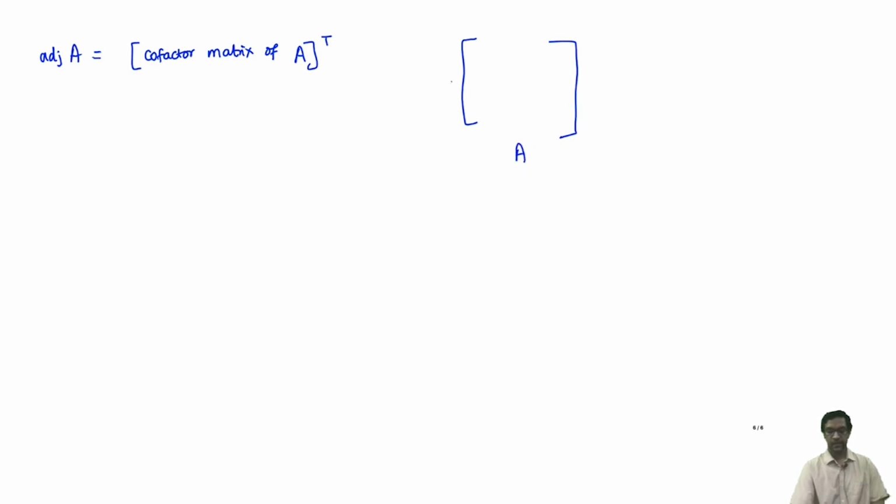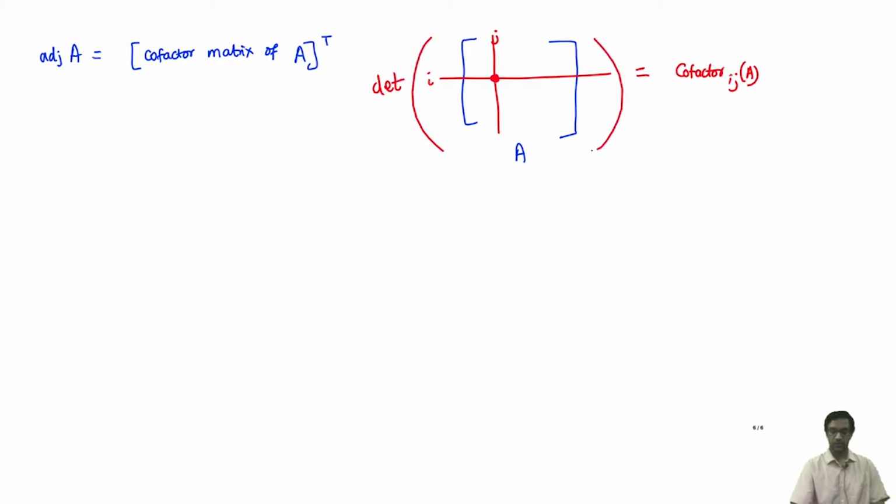What is the cofactor of an element? Suppose I have a matrix A, and what's the cofactor of the ijth element? I look at the ith row, jth column. The cofactor of this element is obtained by deleting the ith row and the jth column, looking at the remaining matrix, that's n minus 1 cross n minus 1, taking its determinant and then multiplying it by a sign. So recall that the cofactor of the ijth element of A is the determinant of this matrix in which you delete the ith row and jth column, multiplied by minus 1 to the i plus j.